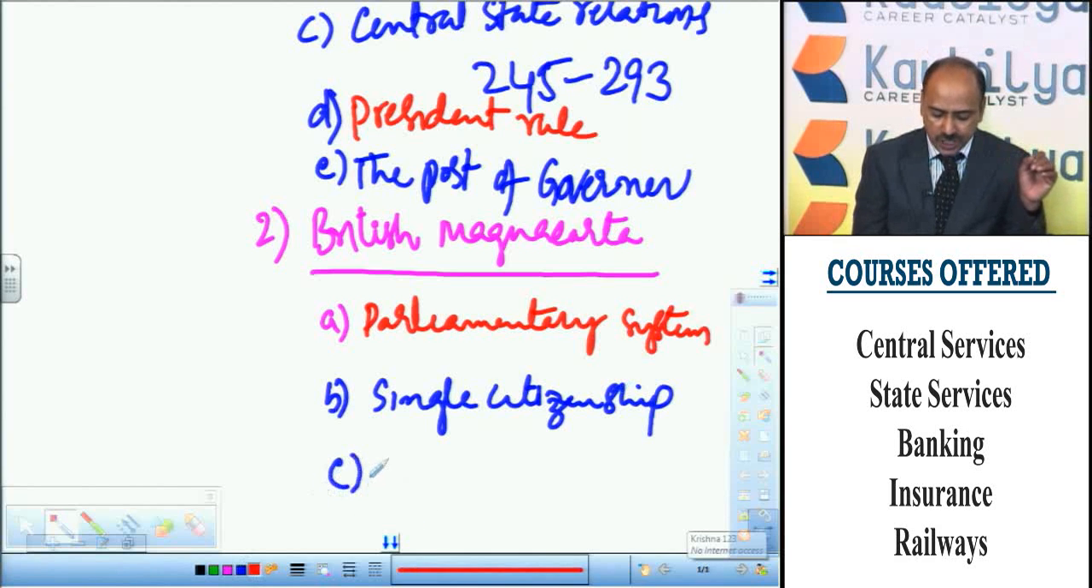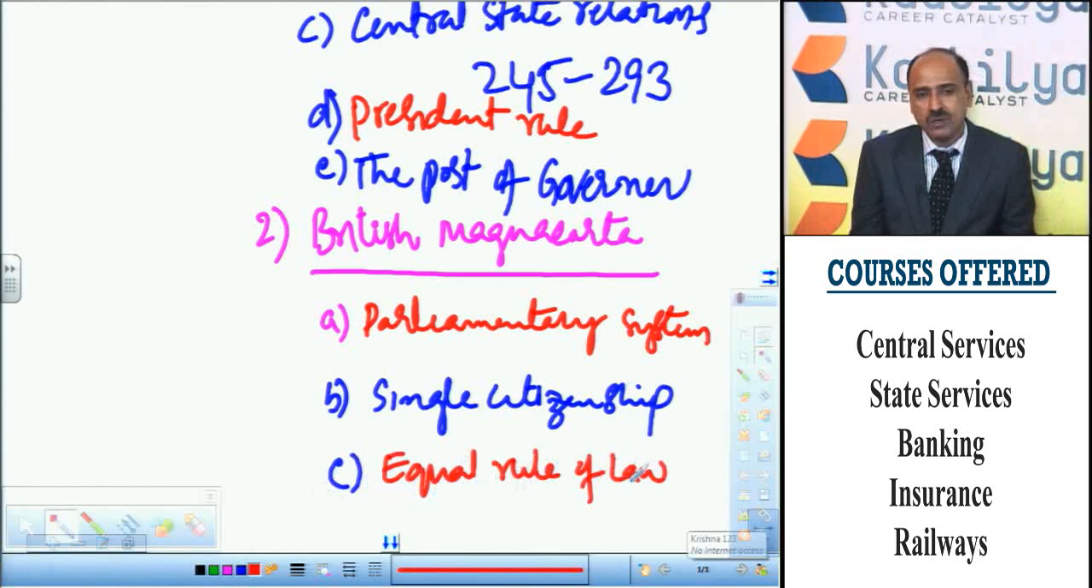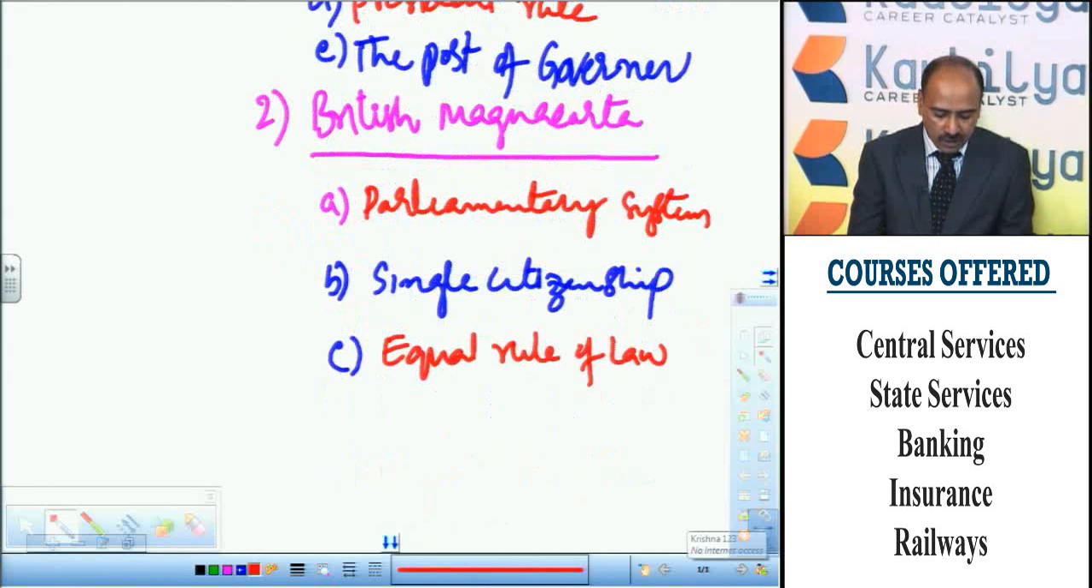Third is equal rule of law. It is also a British concept. All the people are equal before the law. In Article 14 of fundamental rights it is explained that all people are equal before the law, though we have given some exemptions for the president, vice president and governors. But according to the Constitution all people are equal before the law under Article 14. These three main concepts we borrowed from the British Magna Carta.